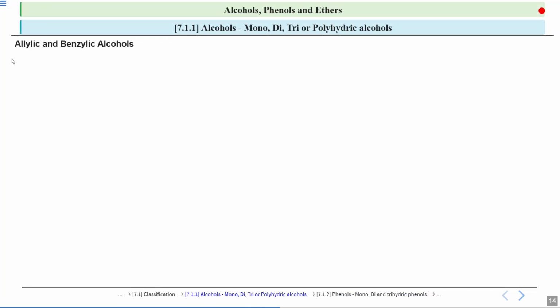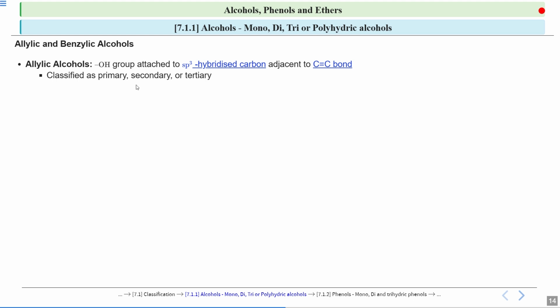Now, if we talk about allylic and benzylic alcohols. Allylic alcohols mean the hydroxyl group is attached to an sp3 hybridized carbon which is adjacent to a C=C double bond. Or you can say the hydroxyl group is attached to an sp3 hybridized carbon which is attached to a double bonded carbon atom. They are also classified as primary, secondary, or tertiary.